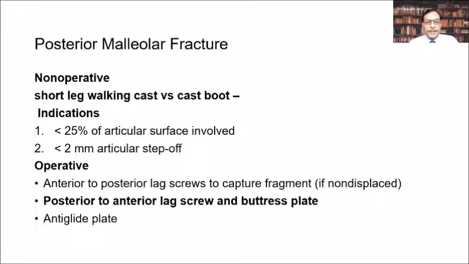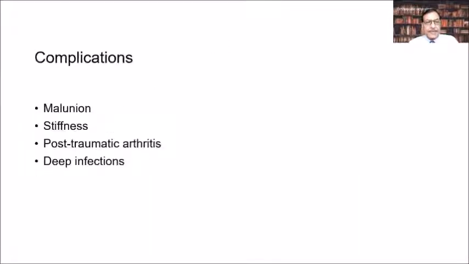A screw fixation can be anterior to posterior. You don't open the posterior side, open the anterior side, which is easy to do, and then put the lag screw where you engage the posterior malleolus. It is usually possible in undisplaced fractures. If it is displaced, it is preferable to do the posterior to anterior lag screw fixation or with a buttress plate by opening on the posterior side, can be an anti-glide plate as well.